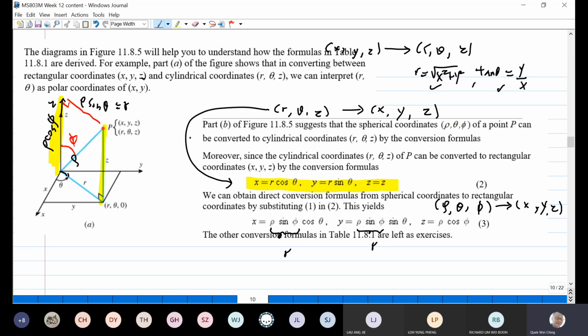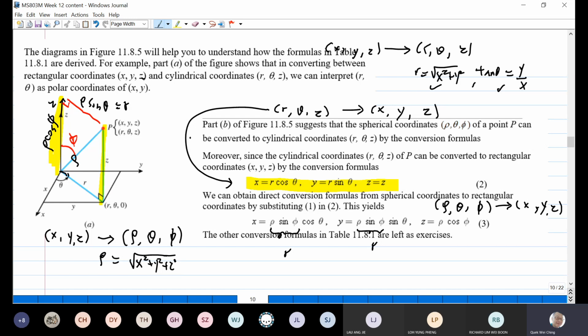Okay, so how about the other way now? The other way is you have x, y, z and convert to rho, theta, phi. How to do that? So rho is actually the distance from the origin. So the distance from the origin is rho, which is the square root of x squared plus y squared plus z squared. This is how you find rho.